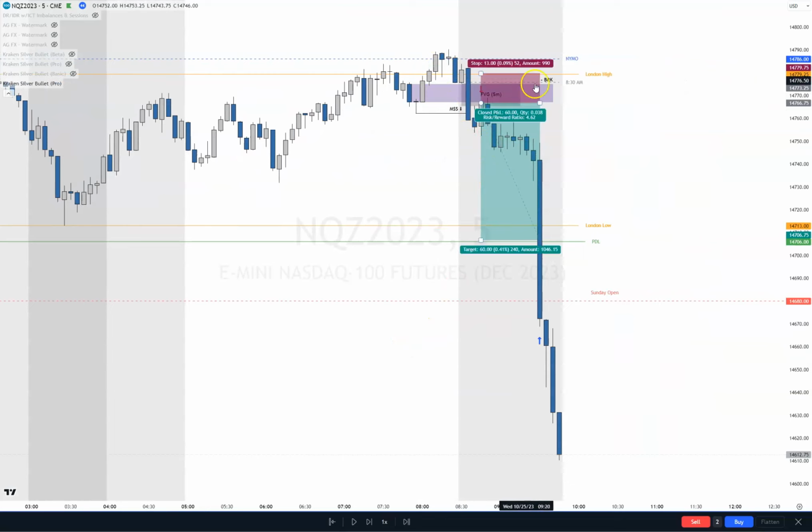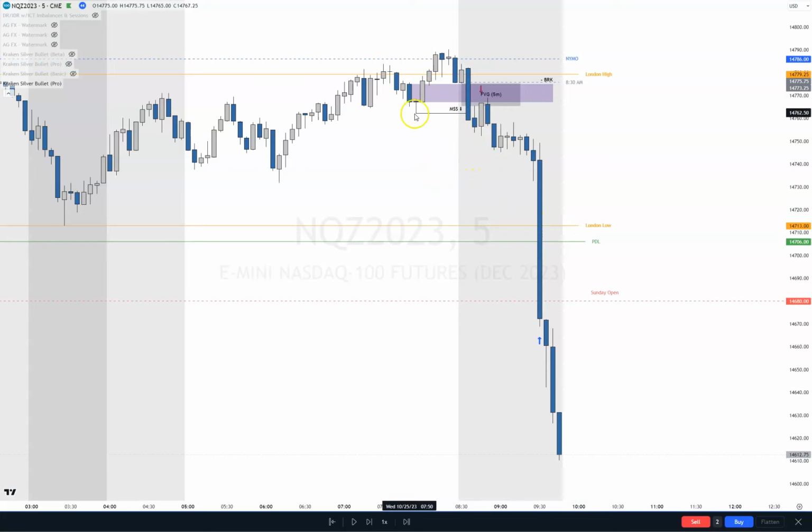I'll take this off. A higher time frame on the 5 minute, we saw that London high was taken. So what do we look for? A market structure shift, and target the London low. We got a market structure shift. We have a fair value gap here. We have a breaker block here. We got in, took our entry. We took it down to the low.